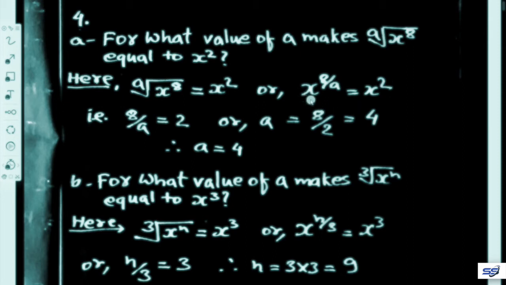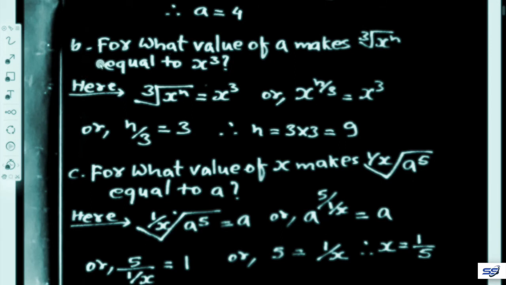Now here the base x is the same, so we can simply write that the powers are equal: 8 upon A equals 2. Now A and 2 are interchanged, so A comes on top and 2 comes below 8, which means 8 upon 2 equals 4. Therefore we can say that the value of A equals 4. In this way we solve these simple and basic things. Now see some more.